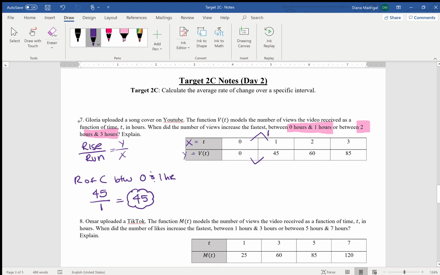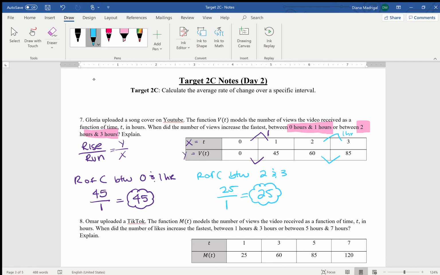All right, let me change my color here. The rate of change between 2 and 3, remember that was my other option, is going to be, well, what's the difference between 2 and 3? That's going to be 1 hour, right? 3 minus 2 is 1. So that's going to be x in the bottom, which is my run. And then 60 minus 85, which is going to be my rise, okay? That's going to be 25. 25 divided by 1 gives me 25. So that's the rate of change between 2 and 3.